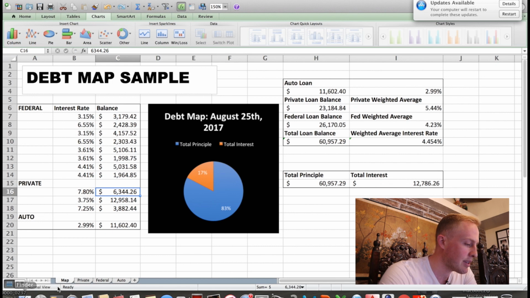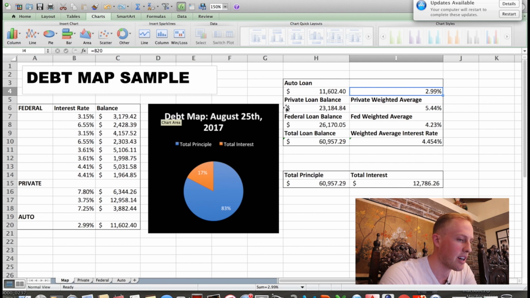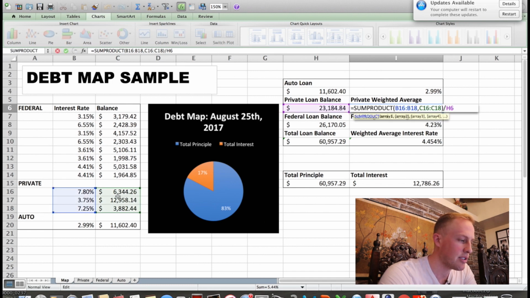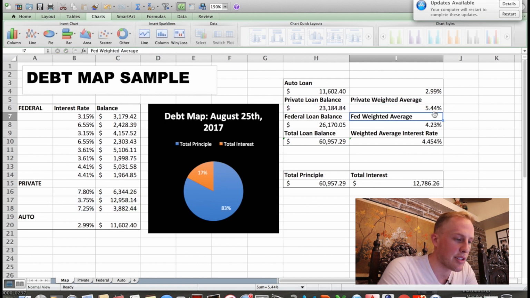So going through this, what I did was I broke up each loan and I did a weighted average of the loan amounts. So the auto loan, the weighted average is just the auto loan amount. And the private loan weighted average is 5.44%. The equation, you can see it up here. If I double click it, you can see what cells I use. I use the formula sum product. You get the weighted average when you divide by the total loan balance right here. And so we divide by cell H6, and that gives us our weighted average.